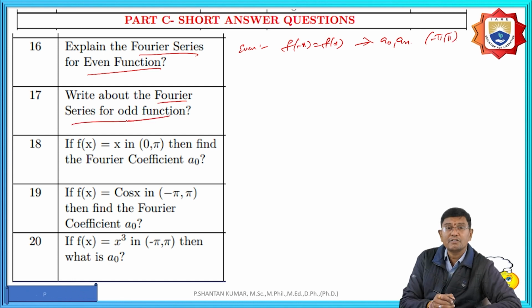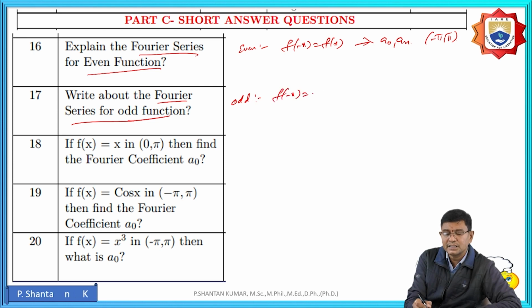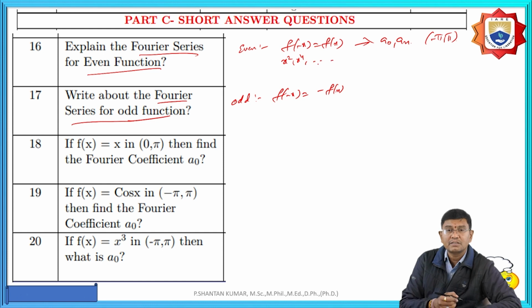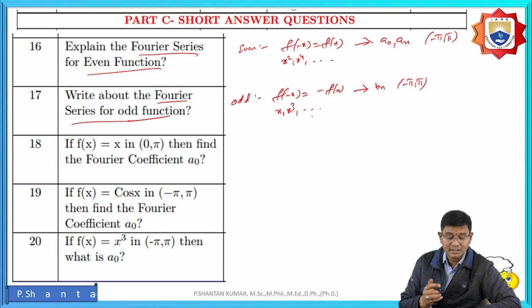Explain about the odd function. An odd function is nothing but the function where f of minus x is equal to minus f of x. Examples of the even function are x square, x power 4, and so on. Graphically it is symmetrical about the y axis. For the odd function we find the value of b n, and the limits are minus pi comma pi. Examples of odd functions are x, x cube, and so on. Graphically it passes through the origin.